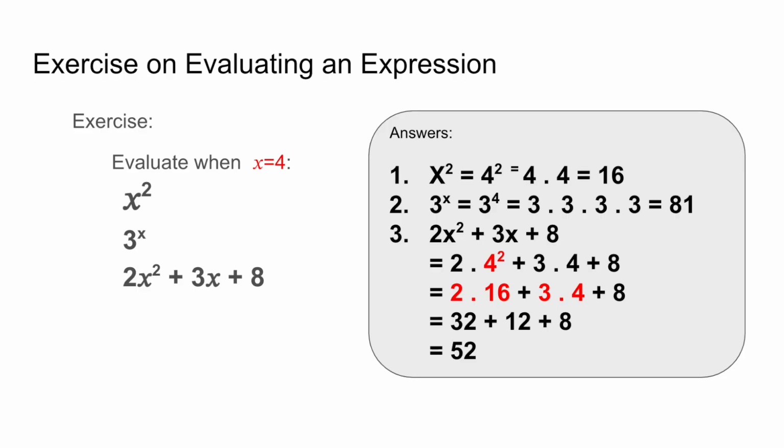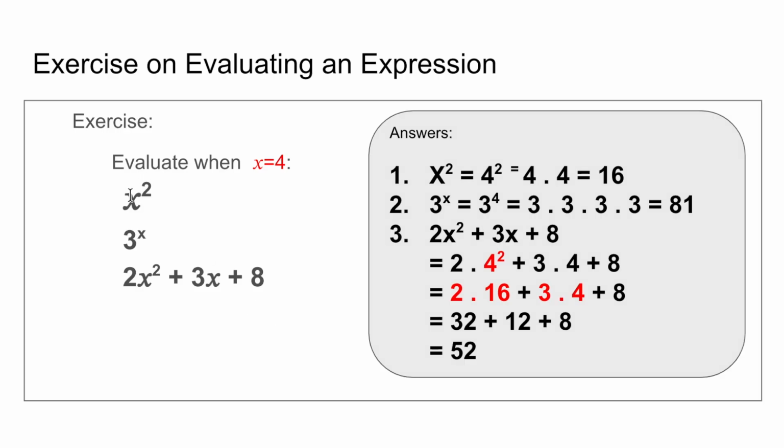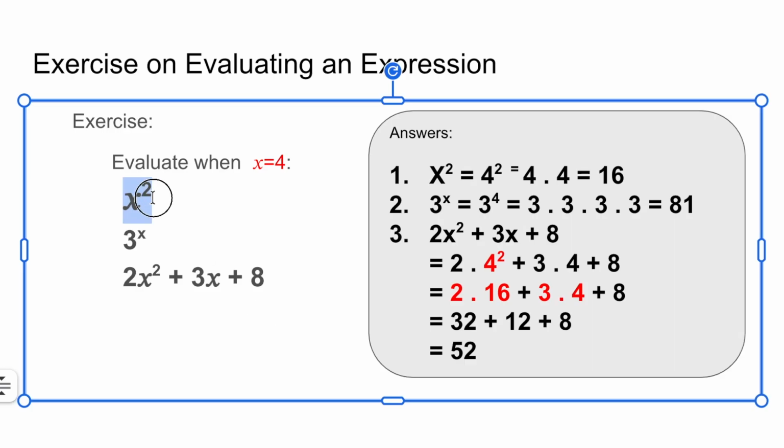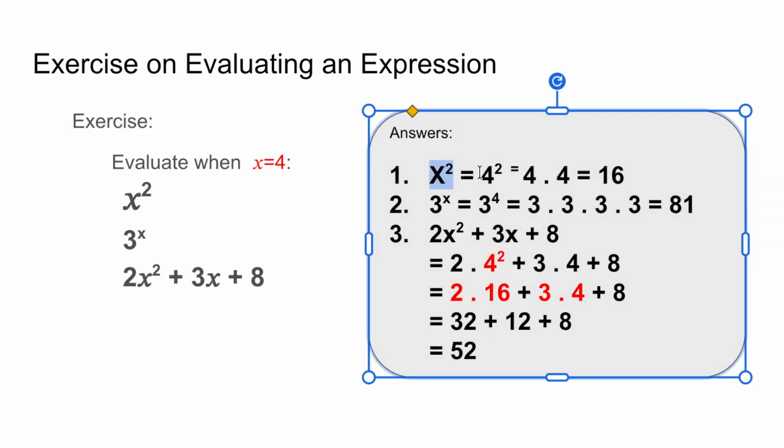Next, let us see how we can evaluate an expression when the value of a variable is given to us. For example, here when we say x square, this is pronounced as x square, x to the power of 2, x raised to the power 2, but normally we will call this x square in algebra. And here, just with this, we cannot do anything because we do not know the value of x. But we are given the value of x as 4. So what we can do is replace x with 4.